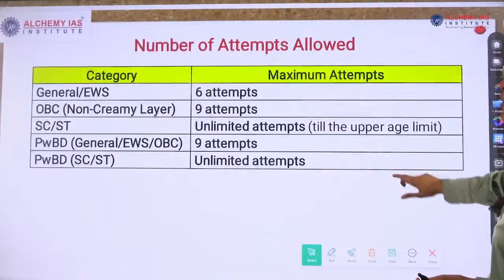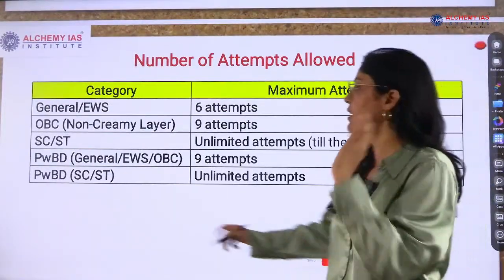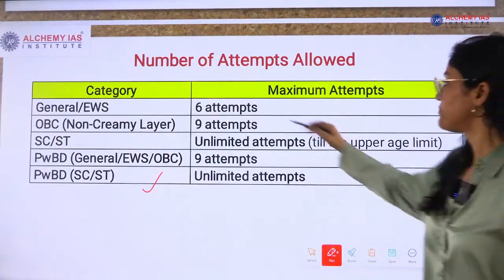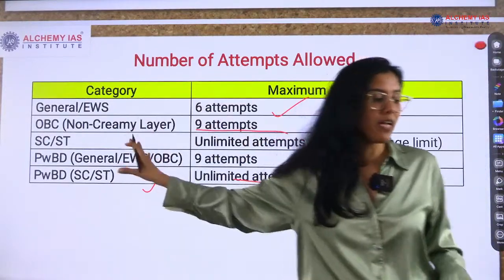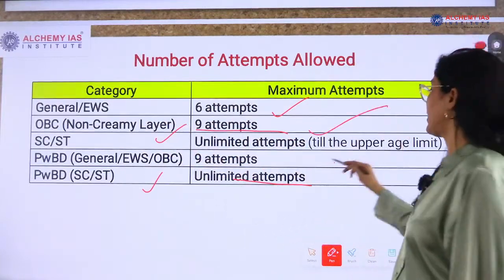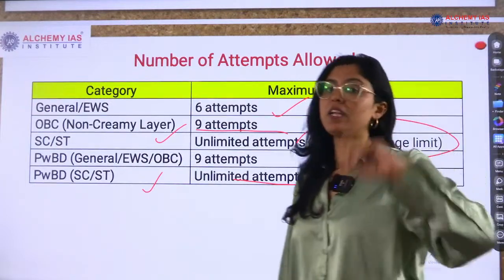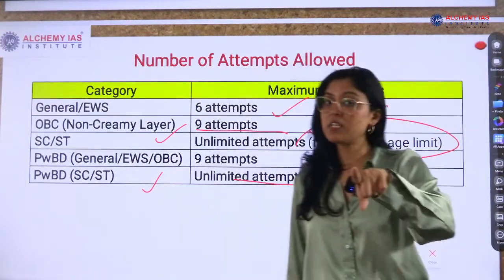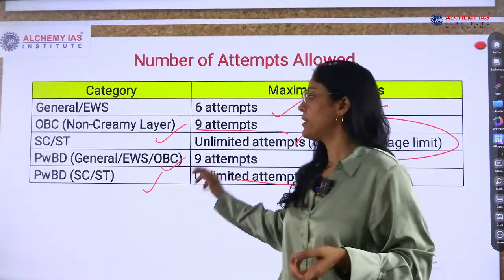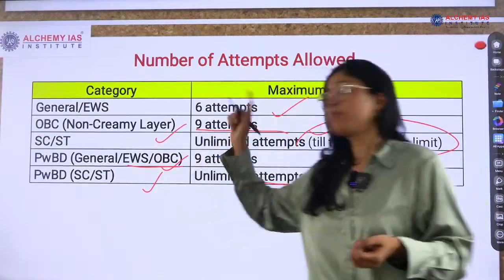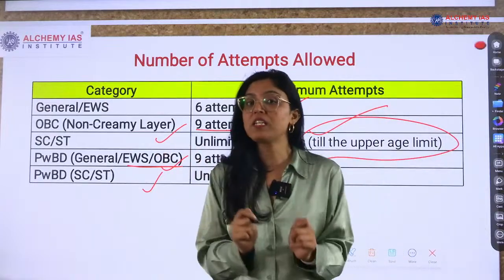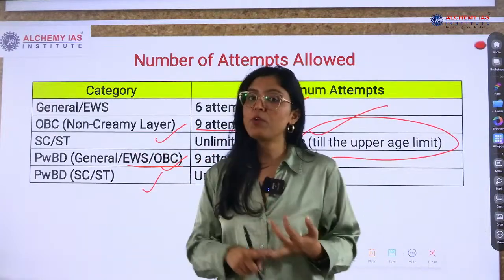Next is number of attempts allowed. How many number of attempts are allowed? Very, very important. For general category 6 attempts are allowed, and OBC non-creamy layer 9 attempts are allowed. Next is SC ST, unlimited attempts till the upper age limit. So do you remember the SC ST age limit? So age limit is there, but unlimited attempt is there. There are no limited number of attempts. Next is PWBD, general, EWS and OBC 9 attempts. See, under PWBD also general category, EWS category and OBC.